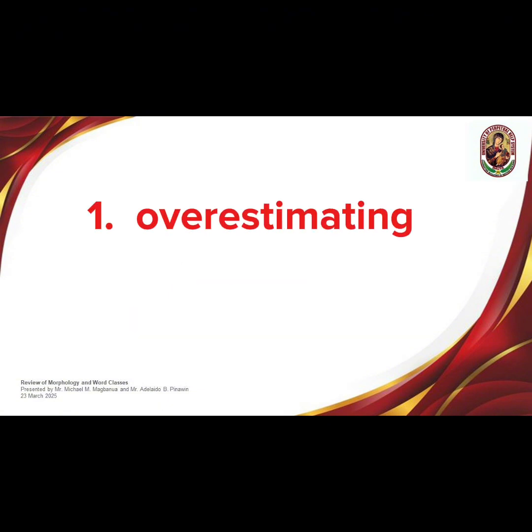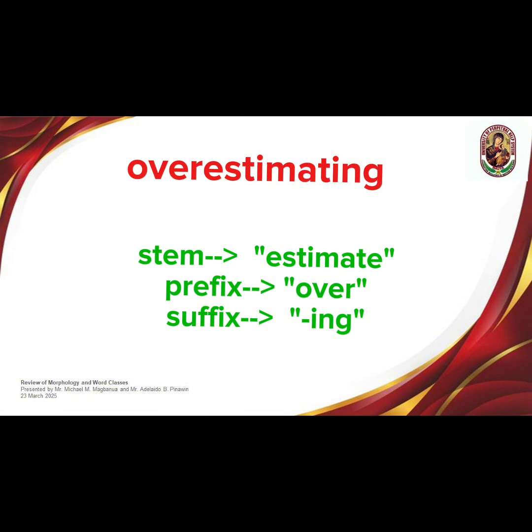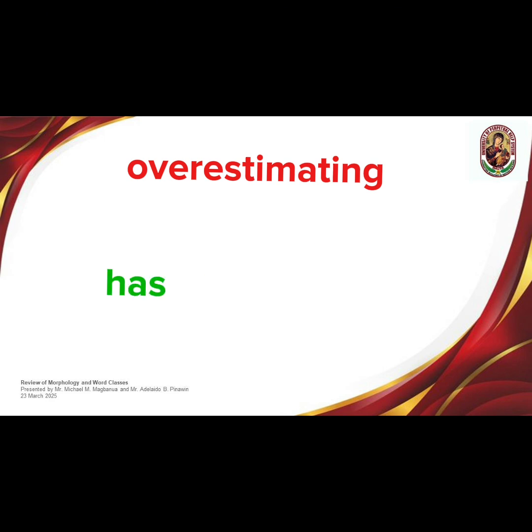Let's take this first word, overestimating. It's one word, but it has three morphemes. First of all, we have the stem estimate, and it has accepted a couple of affixes here. One is the prefix over, and the other is the suffix ing. So all of these elements are meaningful: over, estimate, and ing. As a result, overestimating has three morphemes.